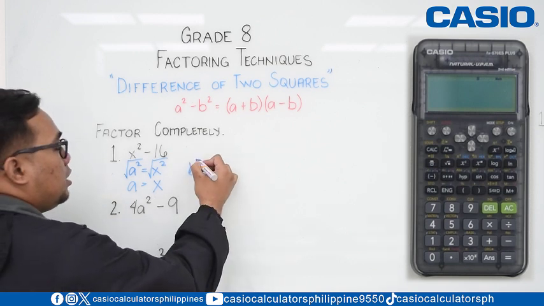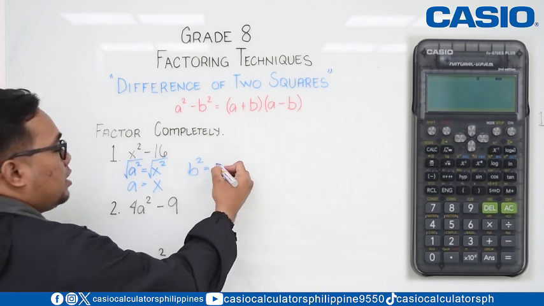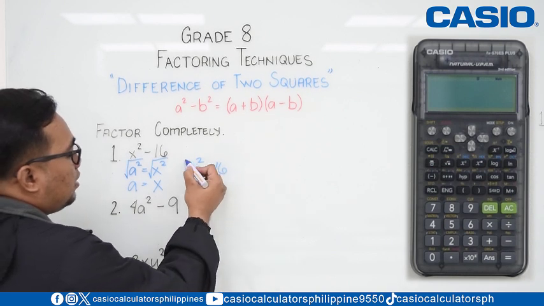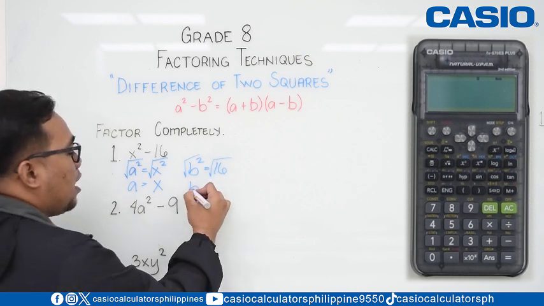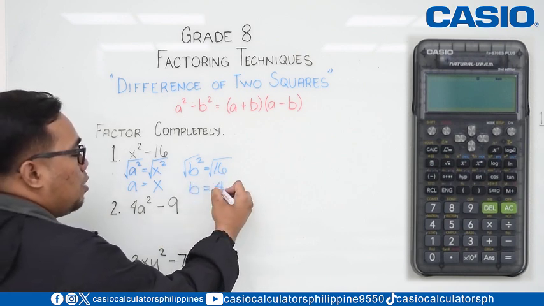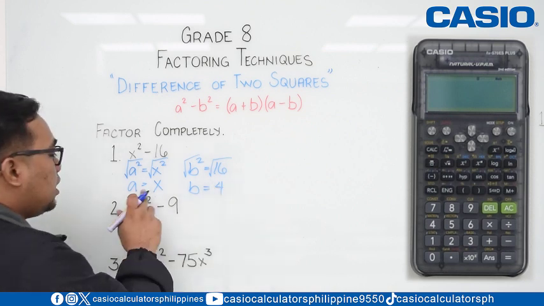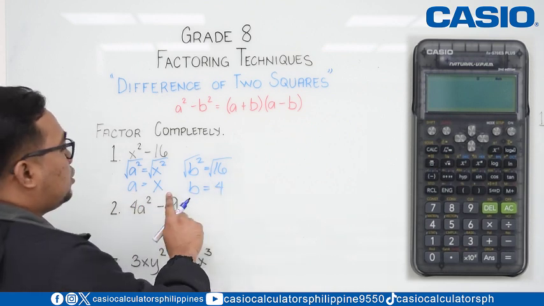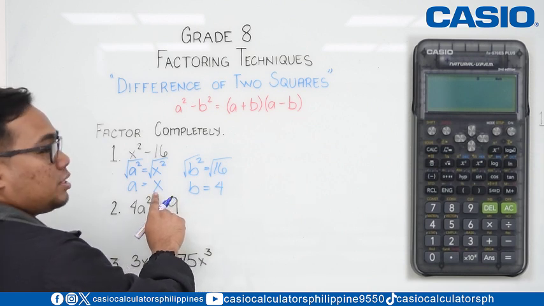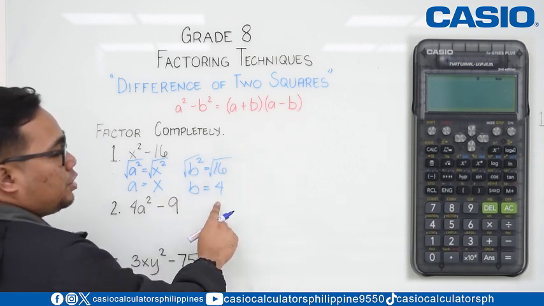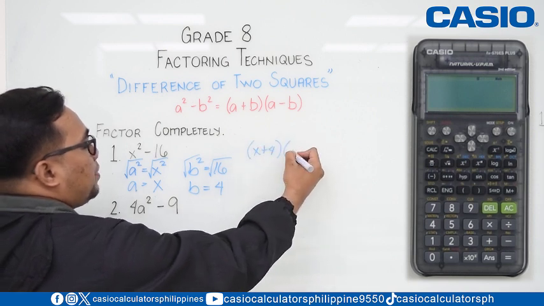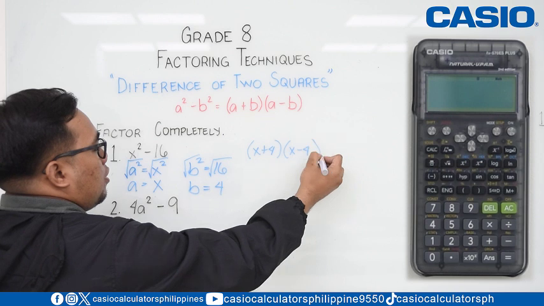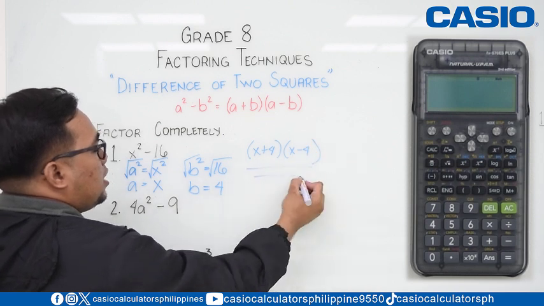So that will be the b squared. So b squared is equal to 16. If we get the square root of both sides of the expression, we can have b equal to positive 4. Now, using this value, we can substitute the value of a, which is x, and the value of b, which is 4. And that will be x plus 4 multiplied by x minus 4. And this will be the factor of x squared minus 16.